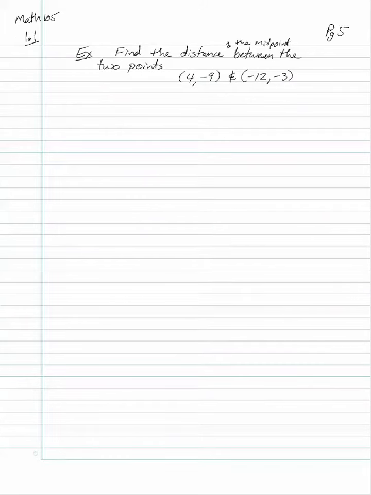Okay, let's do an example. Find the distance and the midpoint between the 2 points, 4, -9, and -12, -3. So the distance, remember, you're going to subtract the x coordinates, square it, subtract the y coordinates, square it. That's your a squared plus b squared equals c squared, Pythagorean theorem. Okay, so let's plug in the numbers. So I'm going to subtract the x coordinates, -12 minus 4. Subtract the y coordinates, -3 minus -9 squared.